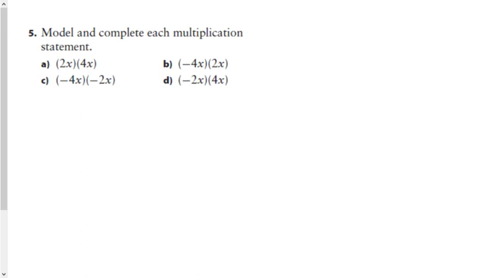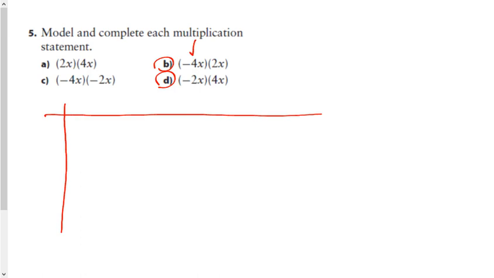Question 5, I'm only going to do a couple of these. I'm not going to do them all. It says model and complete each multiplication statement. I'm just going to do B and D for all of the modeling, save us a little bit of time. So here, my length is going to be negative 4x. I'm just going to draw x's, and these are really poorly done, but anyway, 4 negative x's, not positive. And my width is going to be a positive 2x, so shade it in.